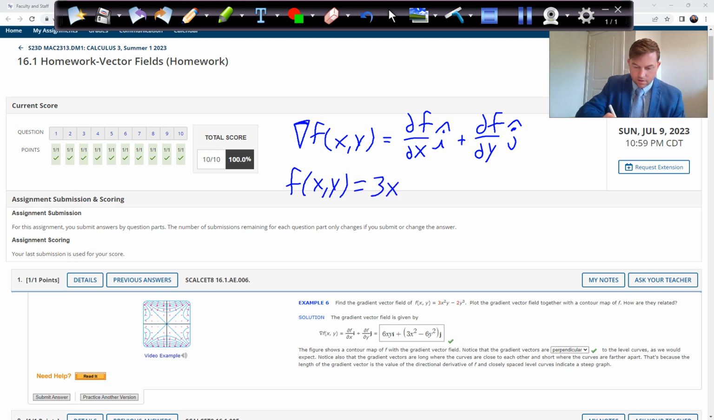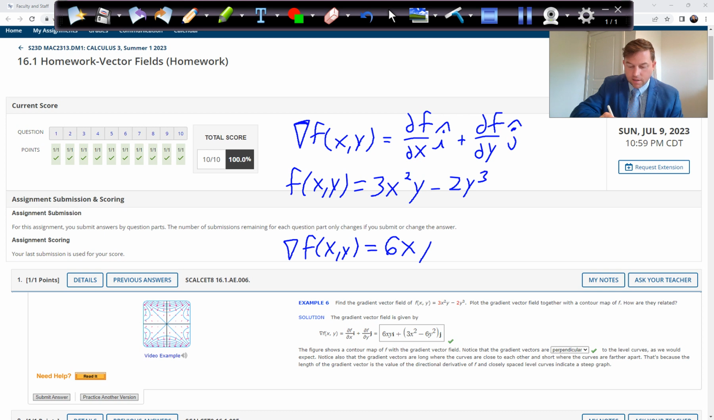is 3x squared y minus 2y cubed, then the gradient of this will be the partial derivative of the first term with respect to x, which means that x squared is a variable. So the derivative of x squared is 2x, with the 3 out front would make it a 6x, and then y is just considered a constant in that context, and that's along the i direction. Then we take the partial derivative of the second term with respect to y, so that y cubed would become y squared. 3 comes down into the 2, makes it 6y squared, and that's in the j direction.